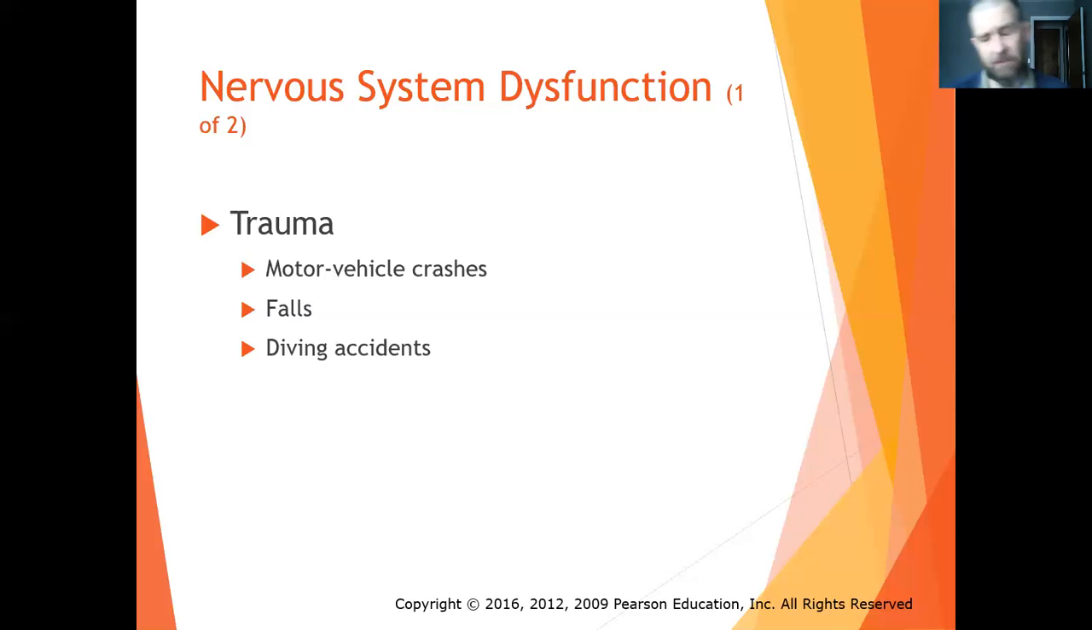Other things that can happen are diving accidents. Somebody dives into a shallow pool and they have a compression injury when they hit the bottom of the pool with the very top of their head, and it compresses their spine. That obviously places a lot of force on the spine, and we can have trauma there.